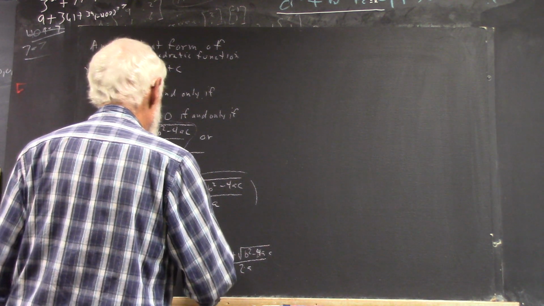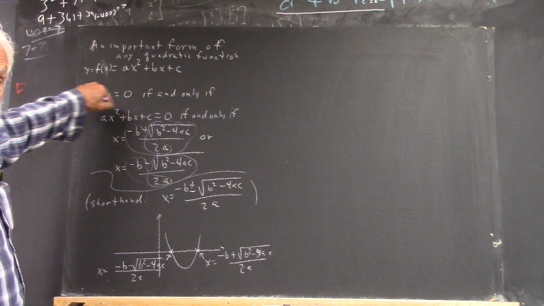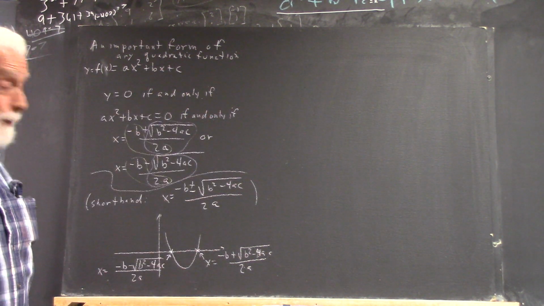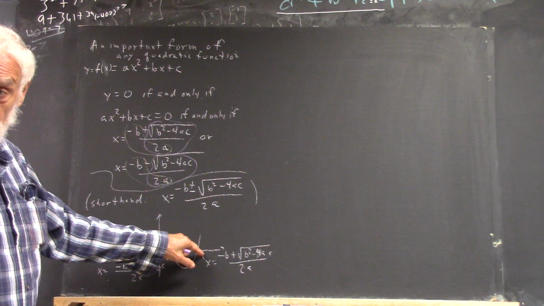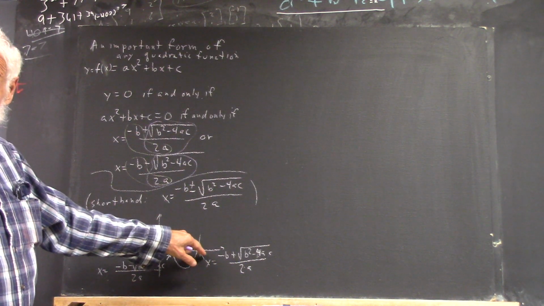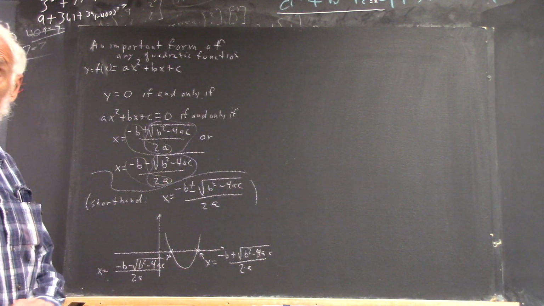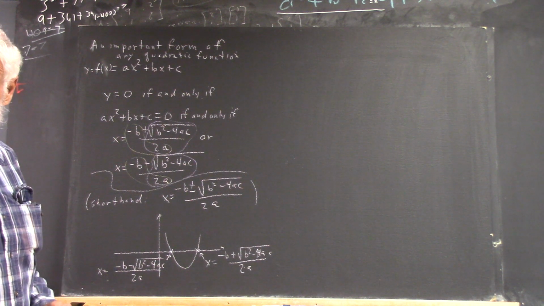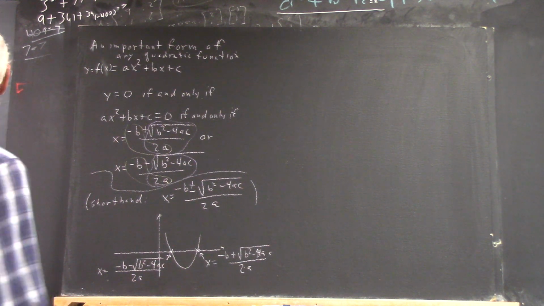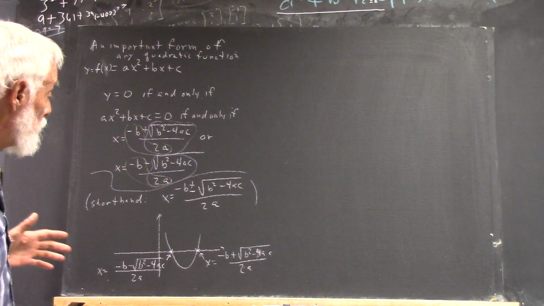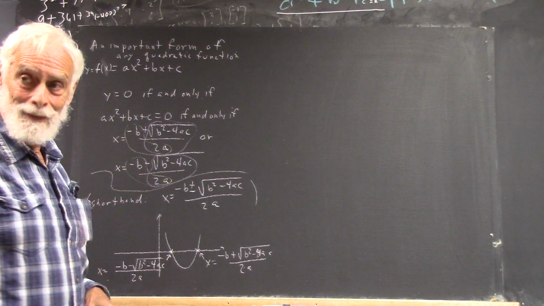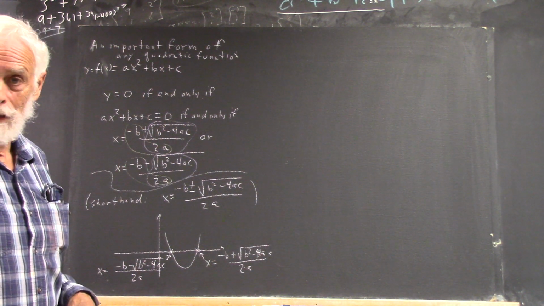So, right there, if you know a, b, and c, if you know what your function is, you can immediately tell where it goes through 0, where the graph goes through 0. Of course, the graph doesn't have to go through 0, does it? Okay? So, if the graph goes through 0, that's where. Okay?